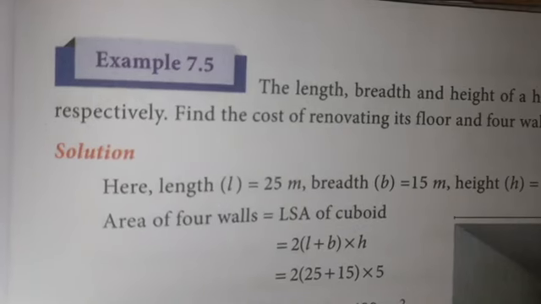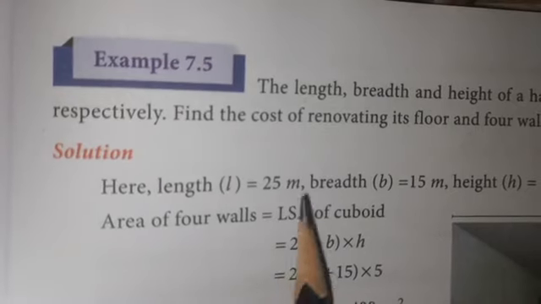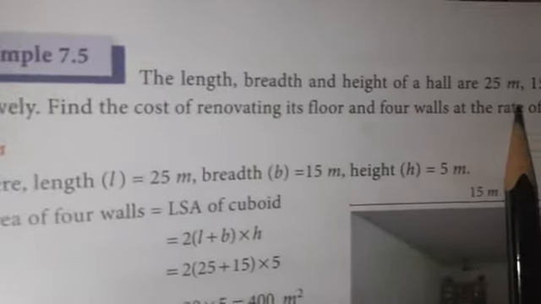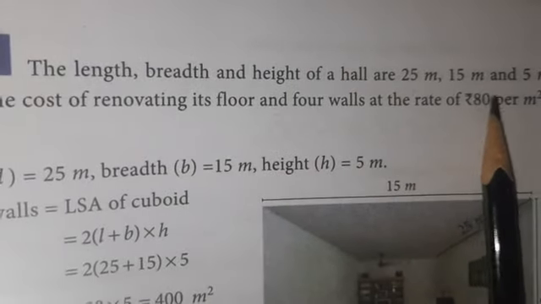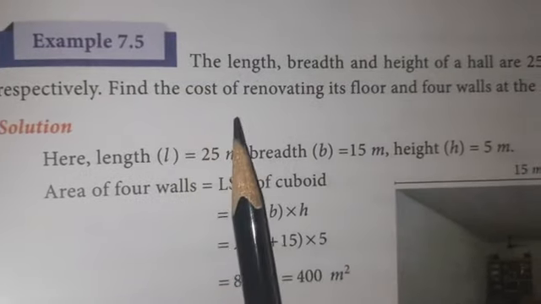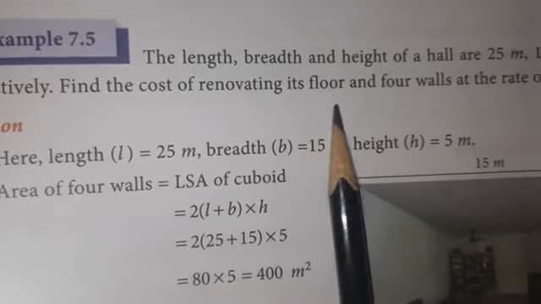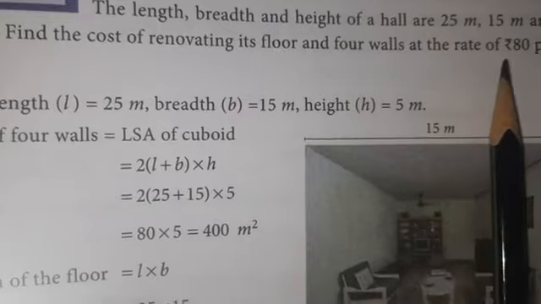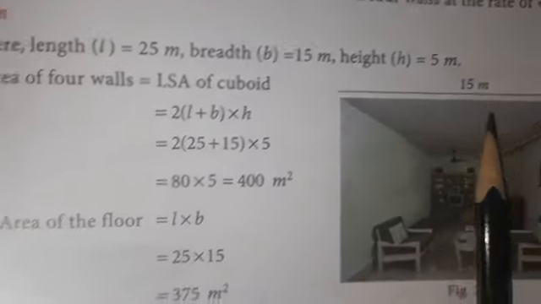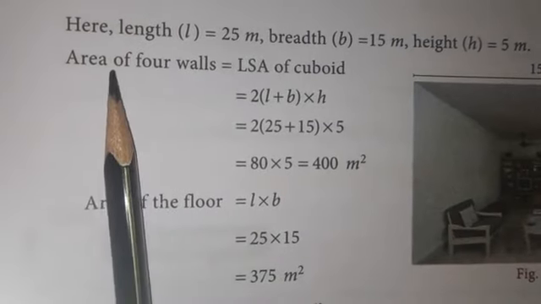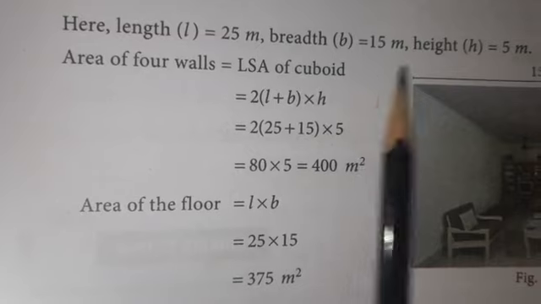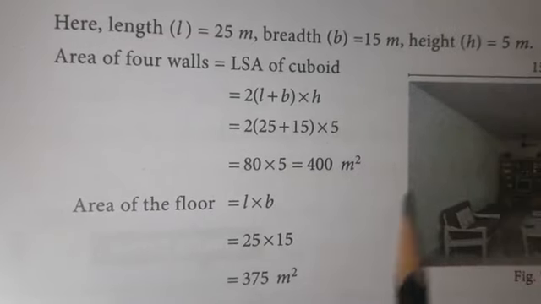Example 7.4, in page number 255. The length, breadth and height of a hall are 25 meter, 15 meter and 5 meter respectively. Find the cost of renovating its floor and 4 walls at the rate of rupees 80 per meter square. Solution. Here the length L is 25 meter and B is 15 meter, H is 5 meter.